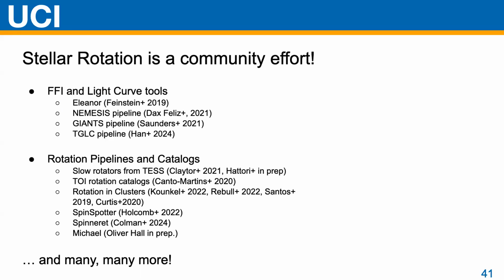There's the TGLC pipeline by another grad student in my group named Tae Han that is very promising for looking at longer period or longer baseline signals within TESS. And then if you look specifically at rotation pipelines and catalogs, there's also a ton. There's people who are looking specifically at slow rotators, such as Clader et al. And Hattori's unpopular pipeline. There's people looking at the TOYs, looking at rotation in clusters. There's my own tool, SpinSpotter, and then a variety of others, including Isabel Coleman's Spinneret.